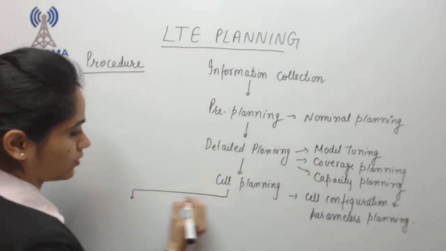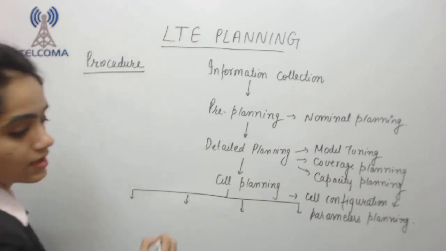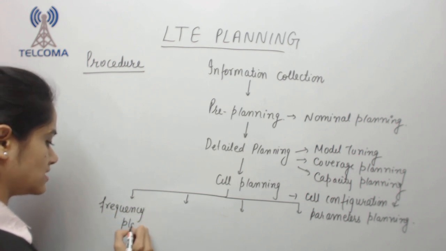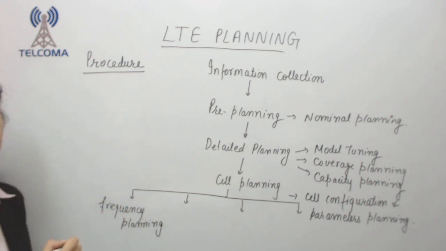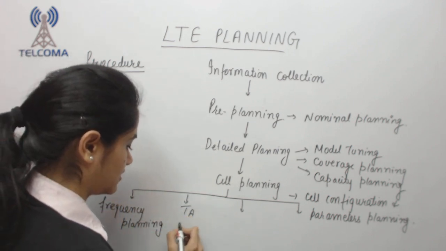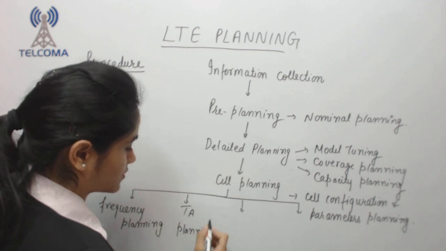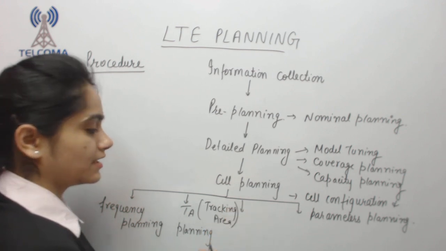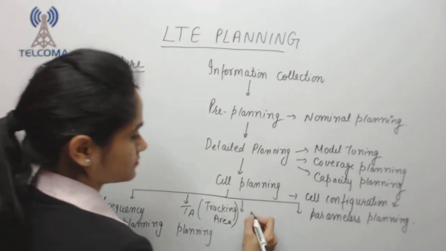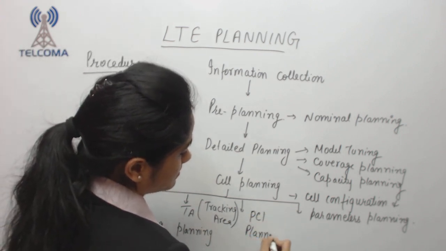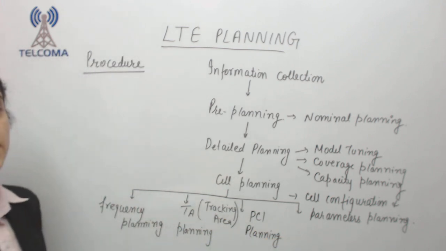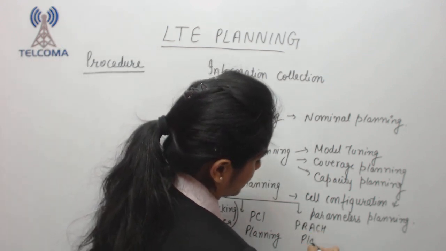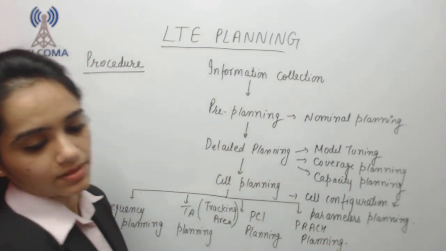In cell planning, it is divided into 4 categories. Now, what are the categories? First of all, we have frequency planning. Whenever we need to plan a frequency, the process is known as frequency planning. After that, we have TA planning, where TA stands for tracking area. So we need to plan the tracking area, and we call it tracking area planning. Next, we have PCI planning. PCI is the physical cell identity, and we need to plan that. And after that we have PRACH planning, which is physical random access channel planning.